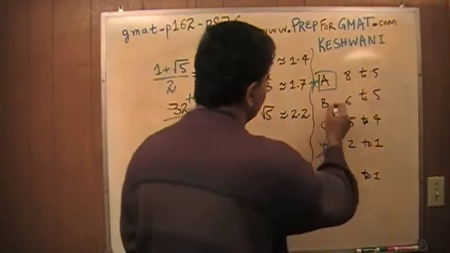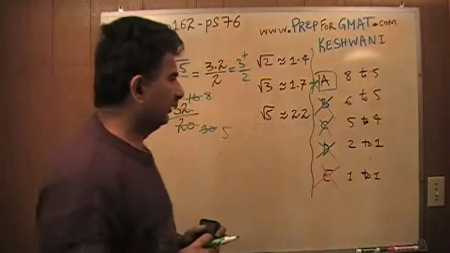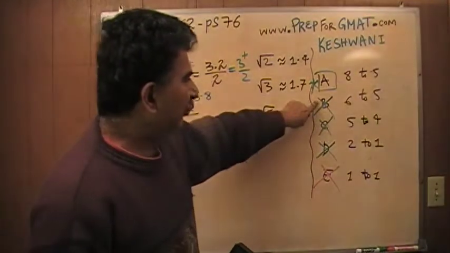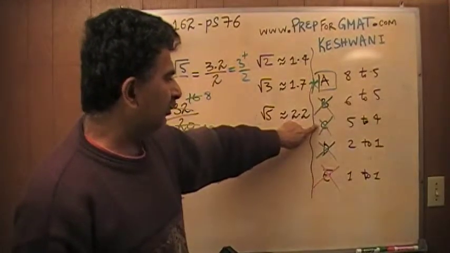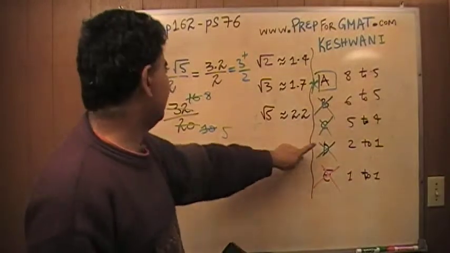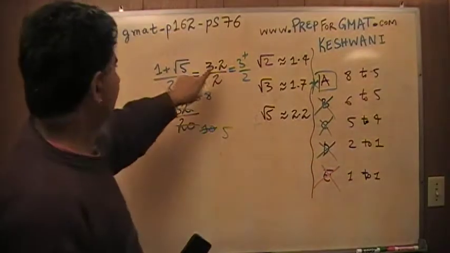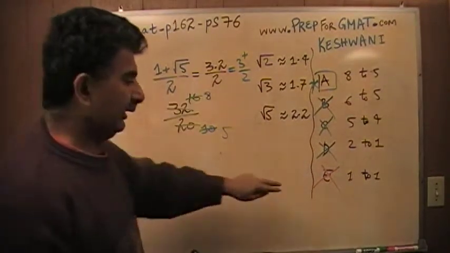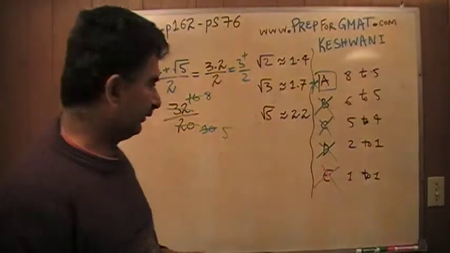You see, this was too close to 1 to 1. So B is too close to 1 to 1. C is too close to 1 to 1. D is definitely wrong, as you can immediately see that it's not 2 to 1. It's just 32 over 20. And E was just a ridiculous answer.